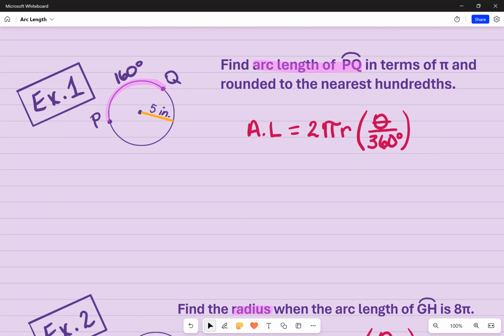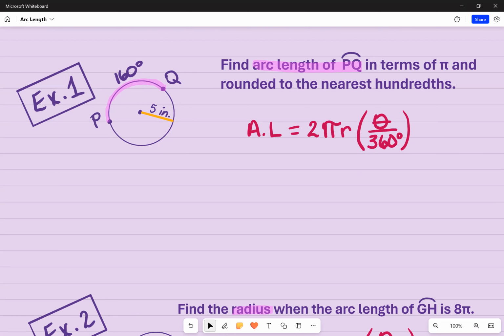So in example one, we're asked to find arc length of arc PQ in terms of pi and rounded to the nearest hundredths. So below you see the formula, and to the left you see the highlighted portion of the arc that we're trying to find the arc length for. And we're given that the arc measure is 160 degrees. We're also given that the radius is 5 inches.